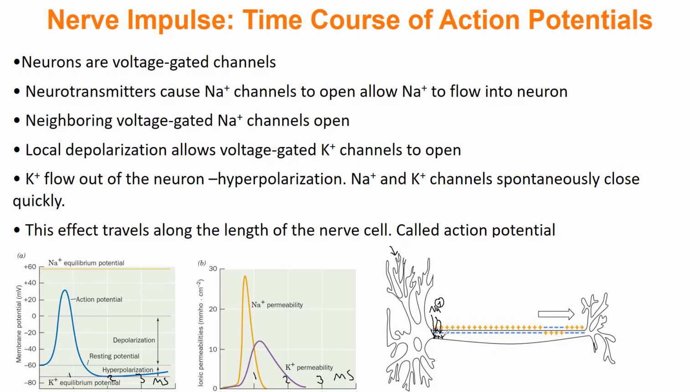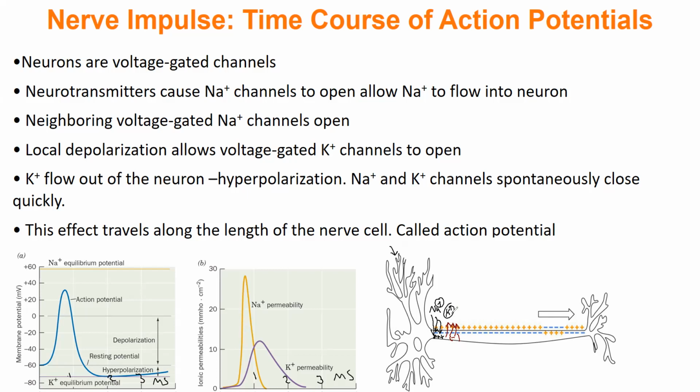When that happens, a neighboring potassium channel that's right next to the sodium, and let me get a different color, will also open up. And potassium will flow out of the cell because all this sodium is flowing in. Enough potassium will flow out that the inside will become negative again. And this is called hyperpolarization.